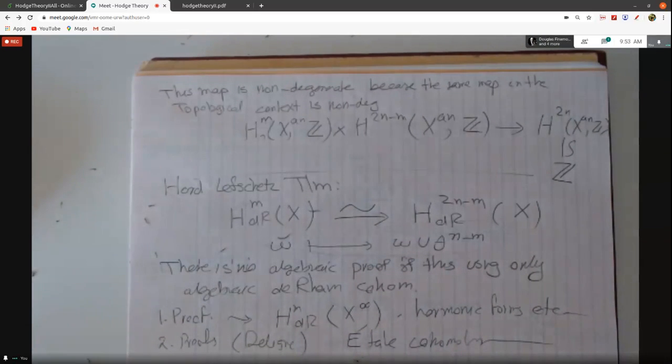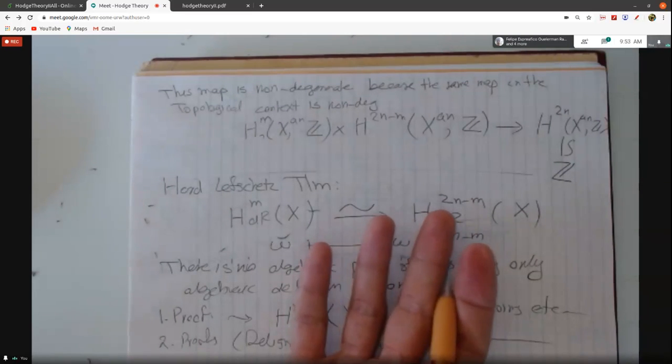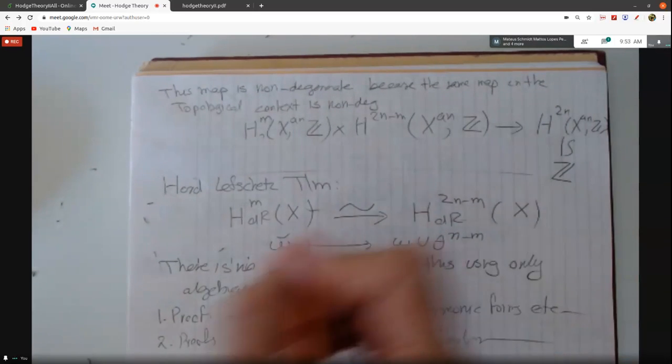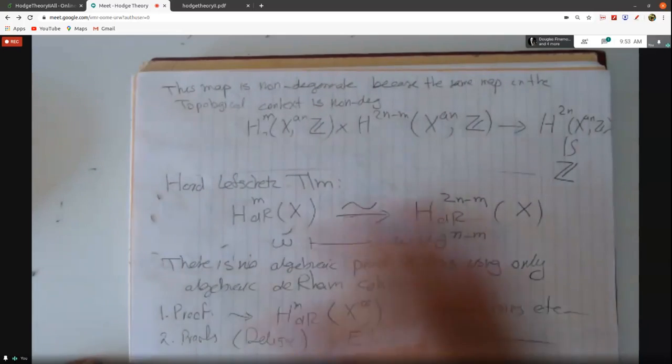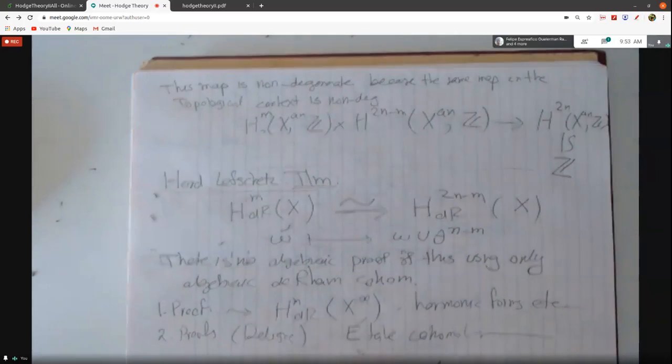And at the end of the day, in order to prove this statement in algebraic de Rham cohomology, we have to go through other cohomology theories, which is kind of strange, because the statement itself is purely algebraic. Anyway, at some point we will return to this hard Lefschetz theorem.